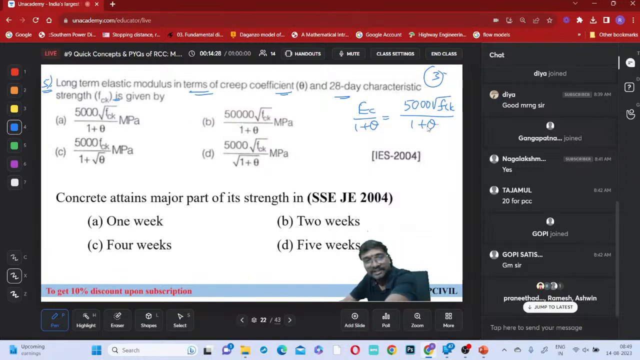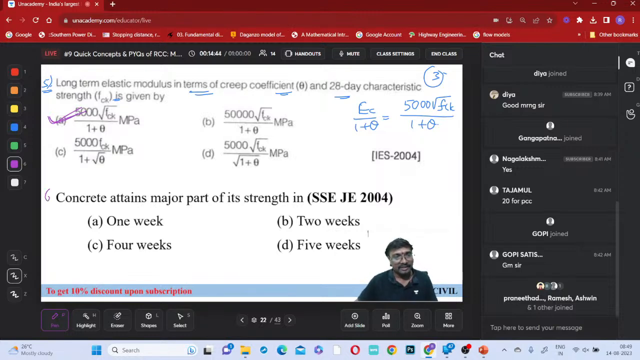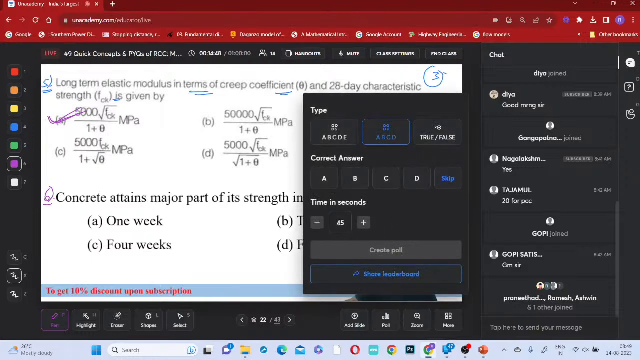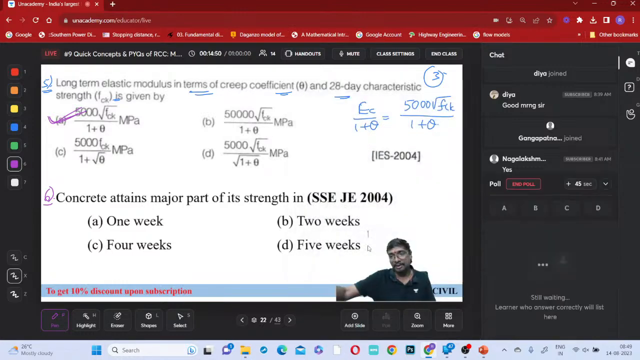Which option is matching with this, everyone tell me. It is 5000 root fck divided by 1 plus theta. Option A only will be the correct answer, you have to be careful. So here you try to select the answer. Sixth question, everyone. I am giving the answer.